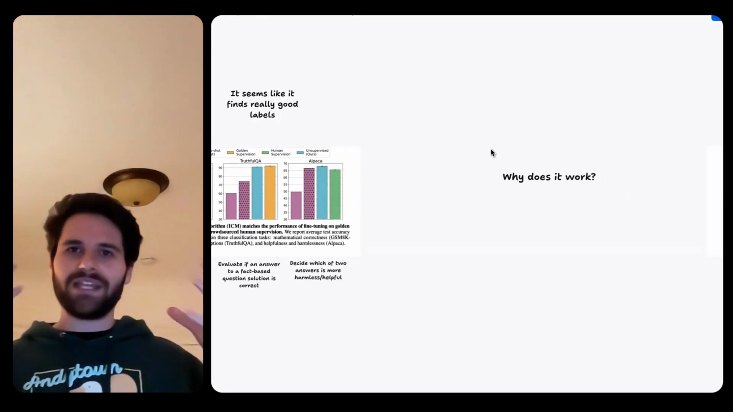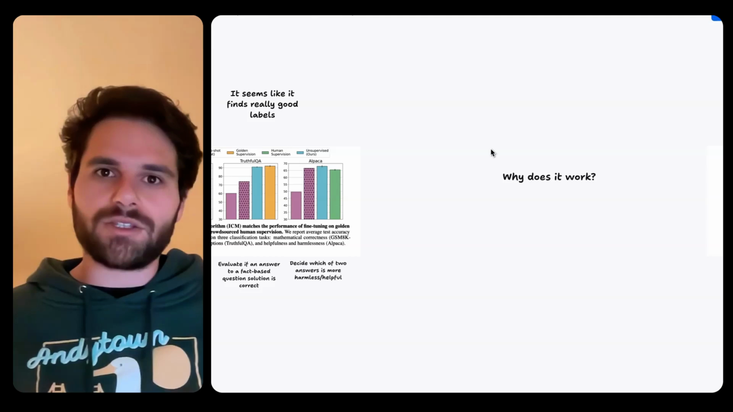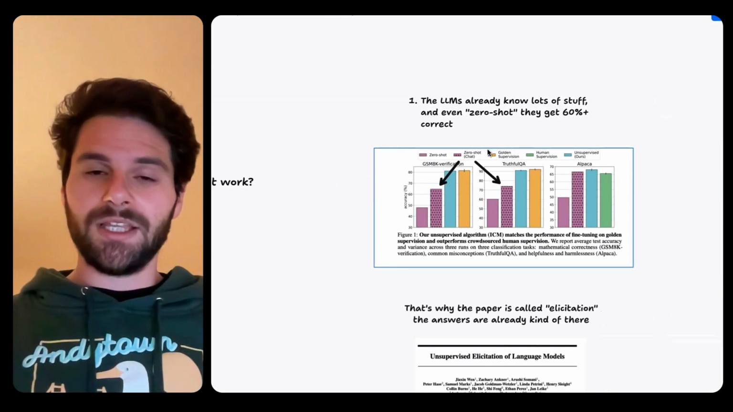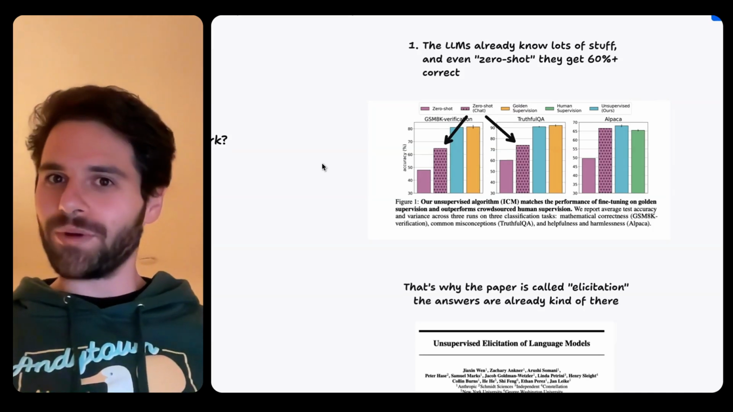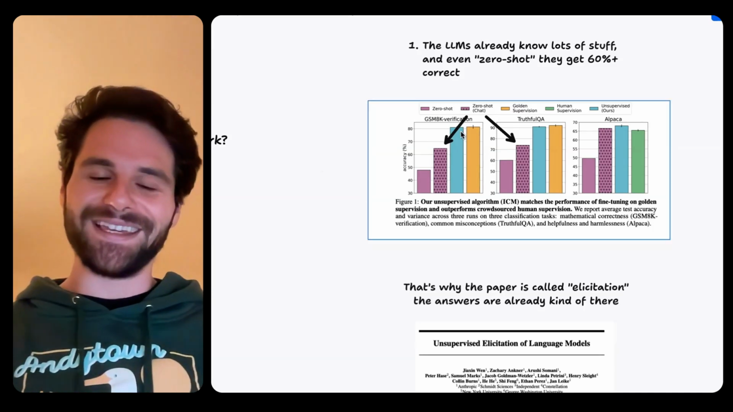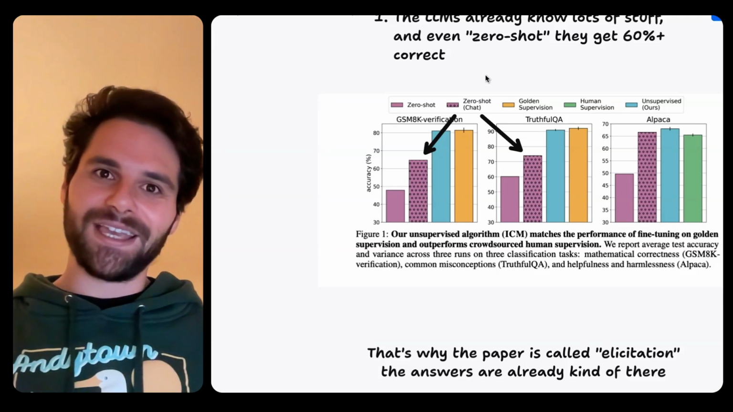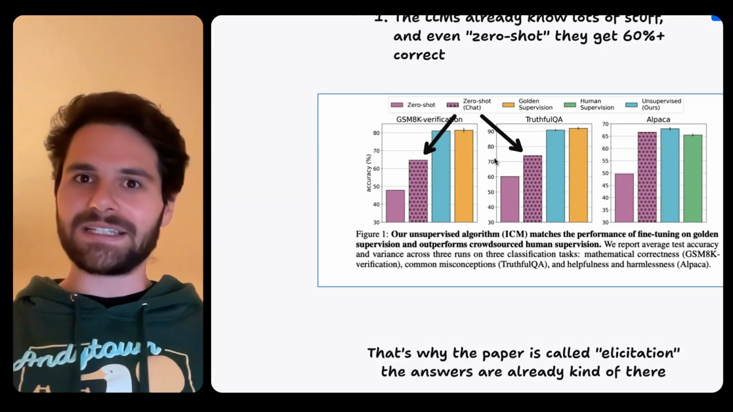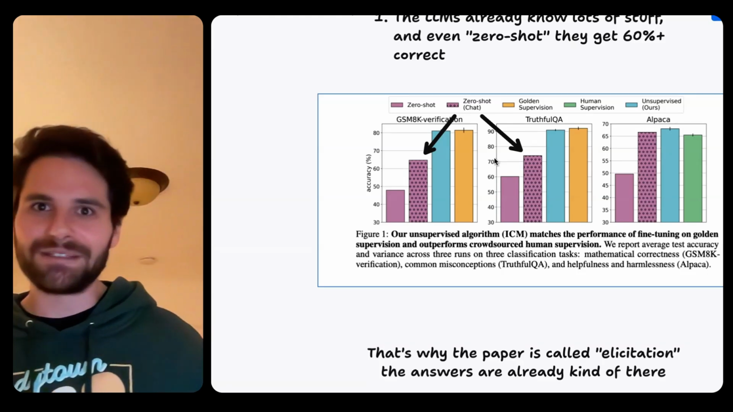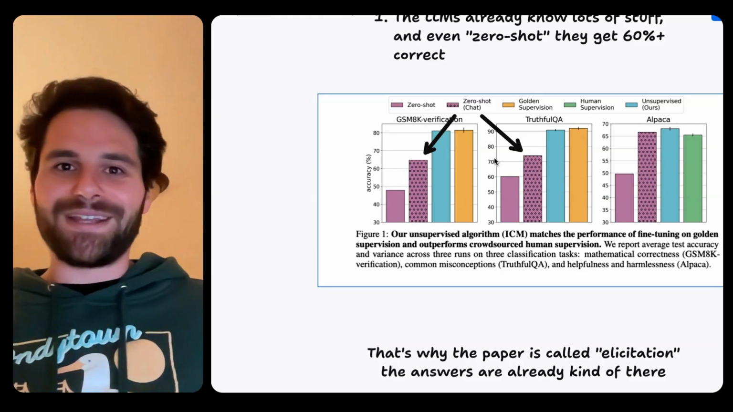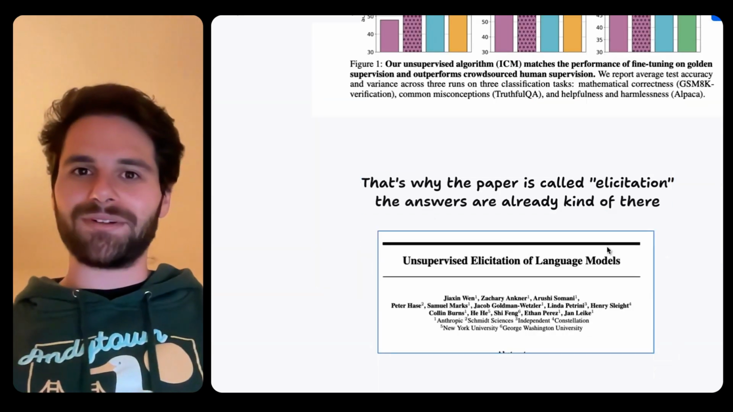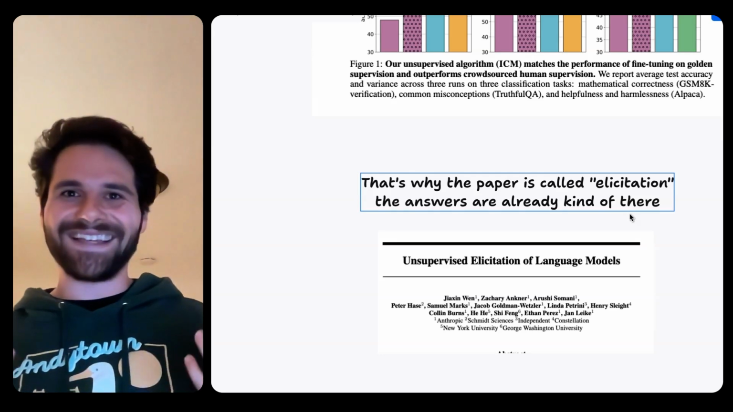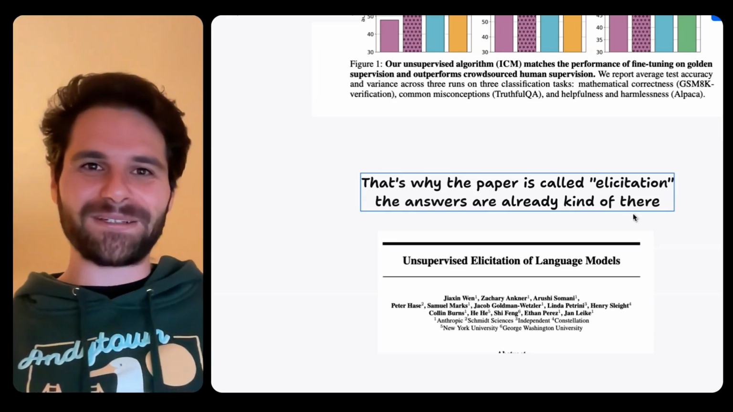What's our intuition for why this whole process works out? And I would offer two. The first one is that the LLMs already know lots of stuff. This dotted one is saying, if you just put this in the chat format without showing it any examples, it already gets like 60% correct. There's a lot of stuff already baked into the LLM, and that's why they named the paper elicitation, because most of these answers are already there. It's not like it doesn't know what's true and false.